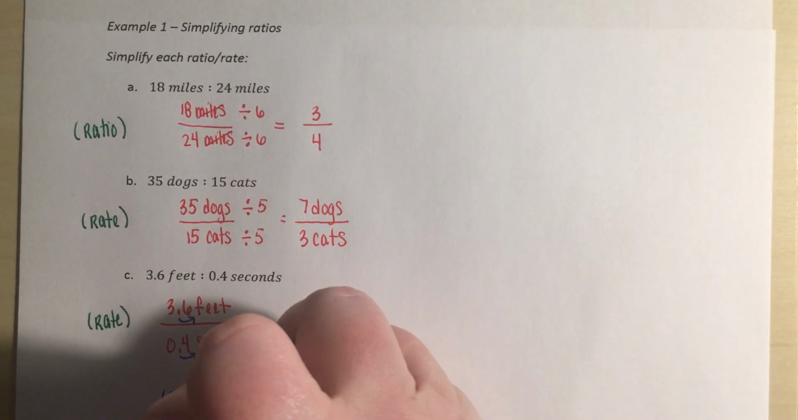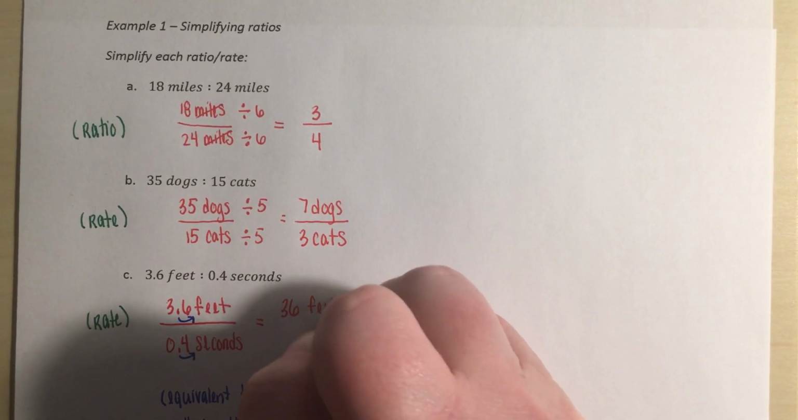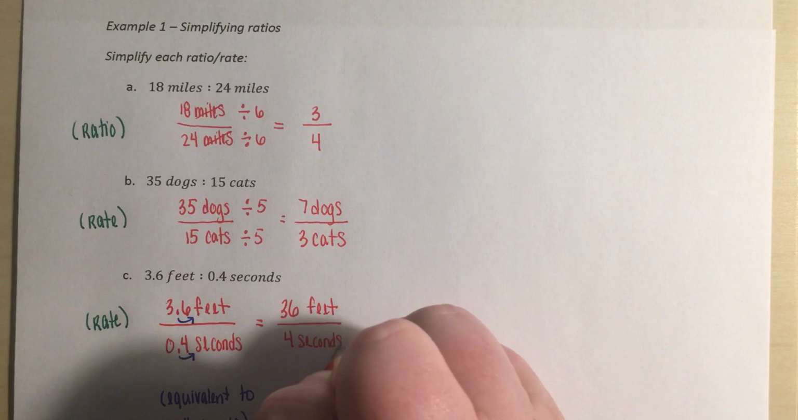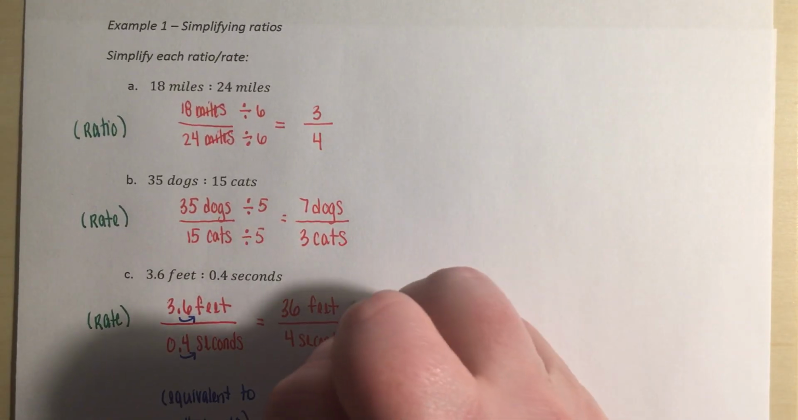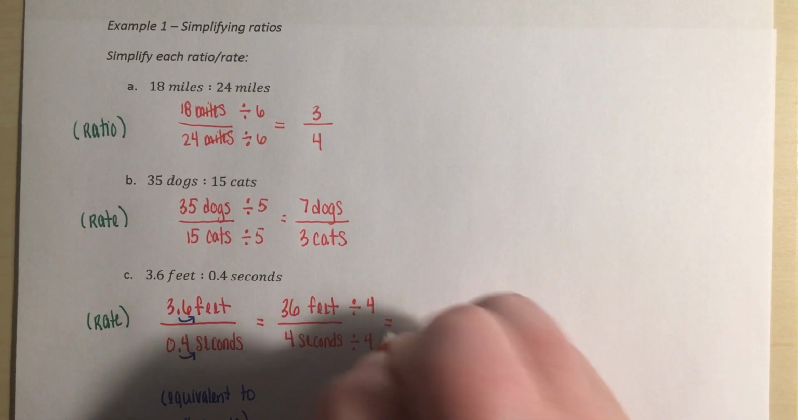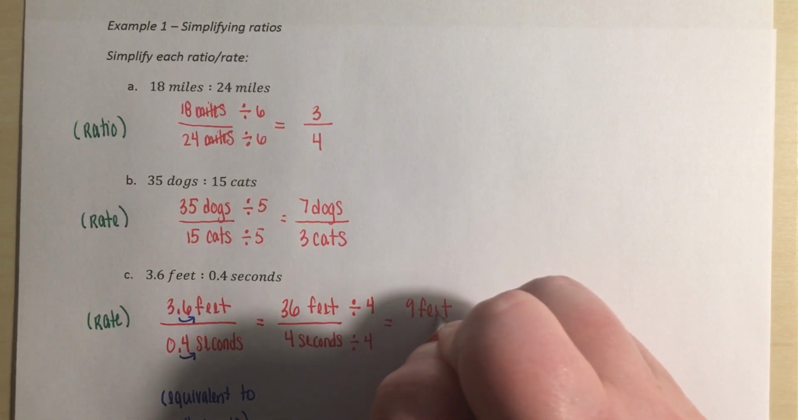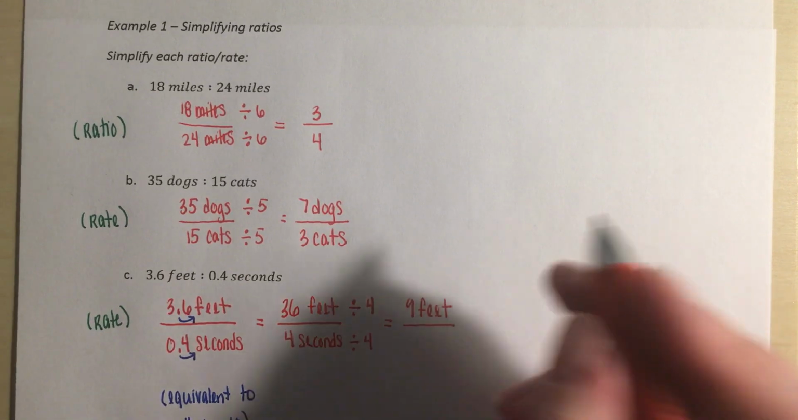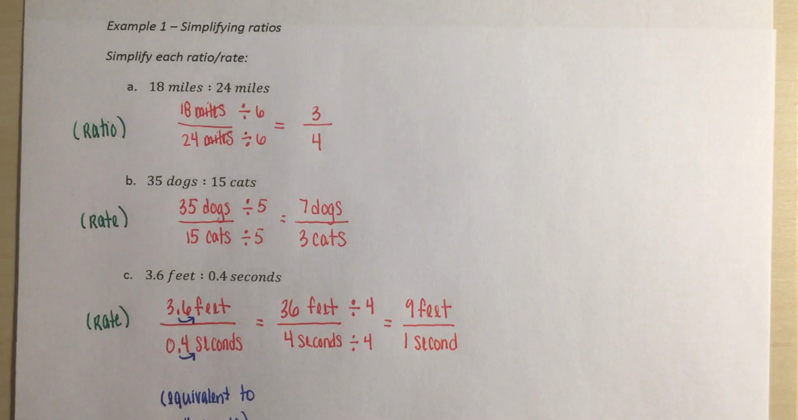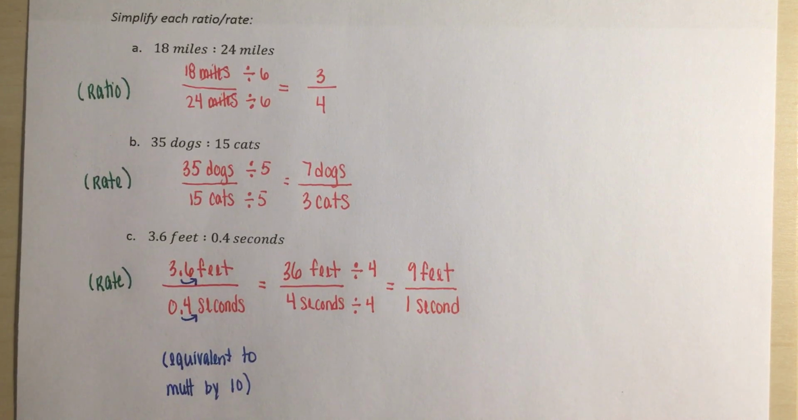So then what we have is a ratio or rate of 36 feet to 4 seconds. So then we're going to divide out our common factor. So we can divide both of these by 4. 36 divided by 4 is 9. So we have 9 feet left in our numerator. And 4 divided by 4 is 1. So we have 1 second left in our denominator. Again, since we have different units of measurement, we're going to keep these labels as far as feet and seconds go.